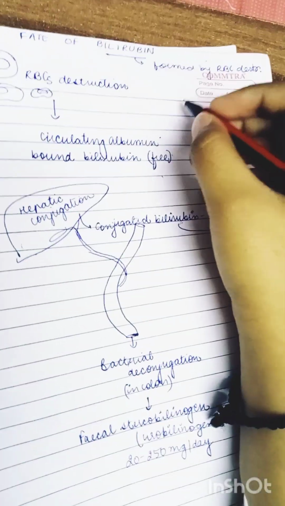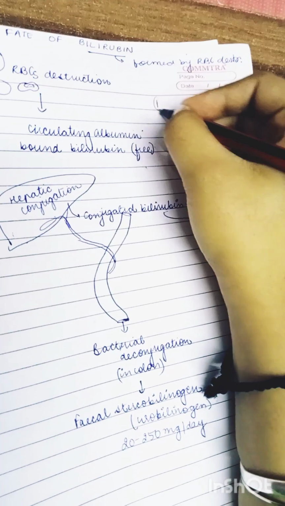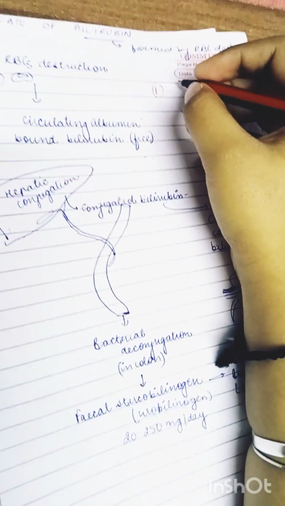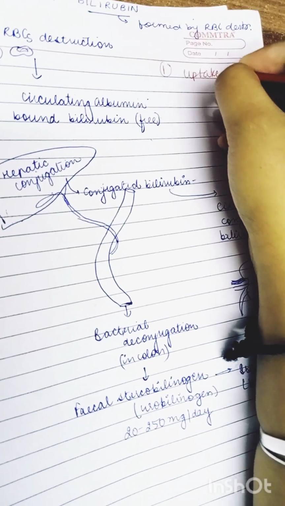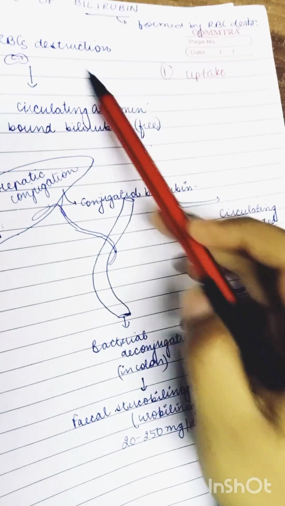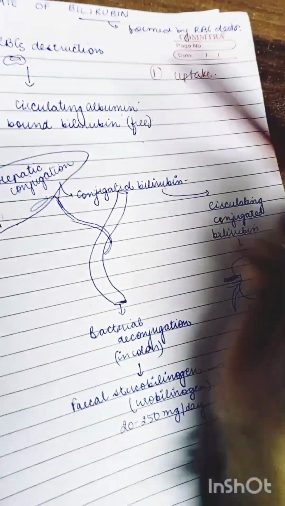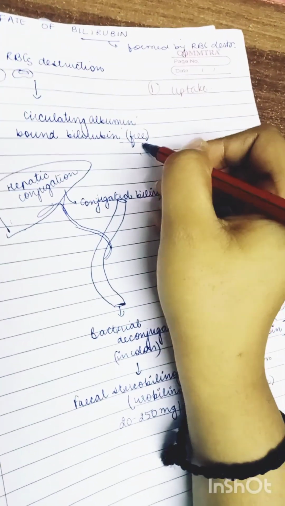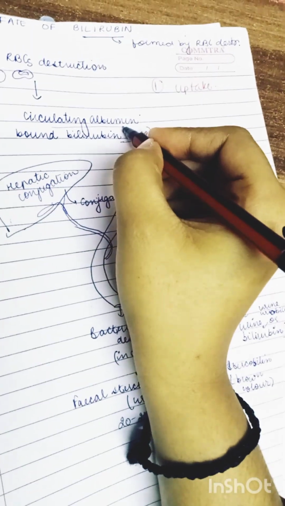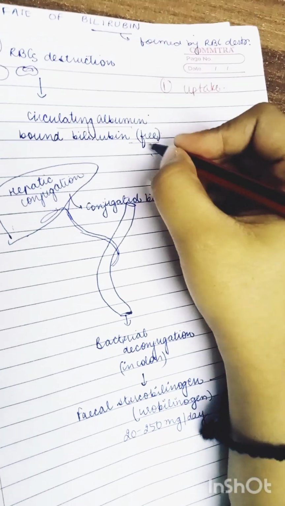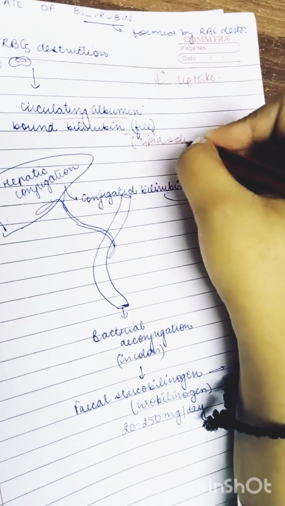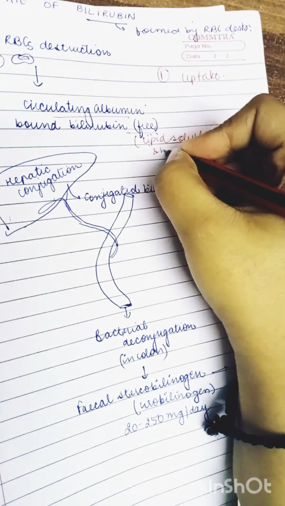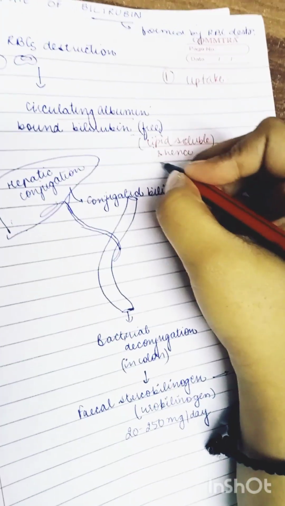So in the fate of the bilirubin, the first step is uptake. That is, bilirubin formed by the destruction of RBC is free and gets bound to albumin. Now this free bilirubin is lipid soluble and hence cannot be excreted in urine.